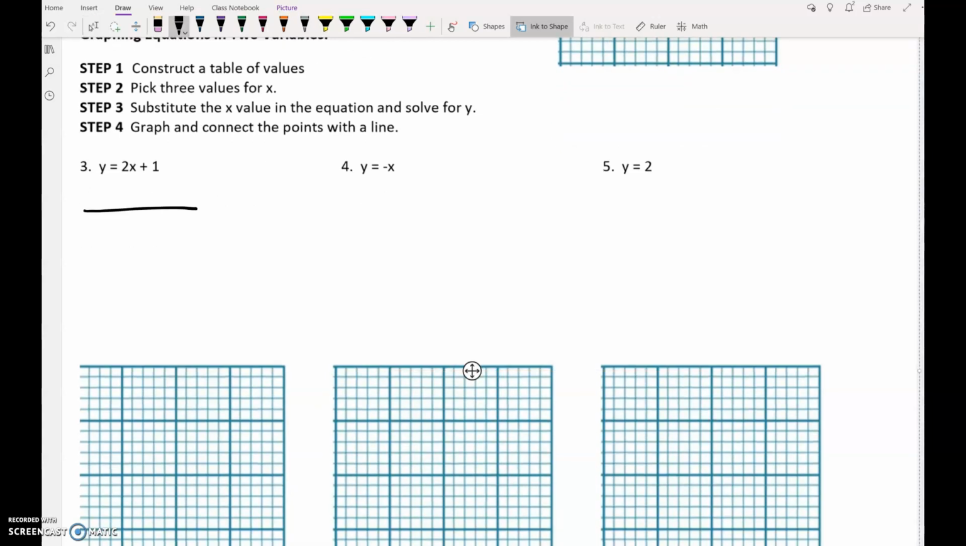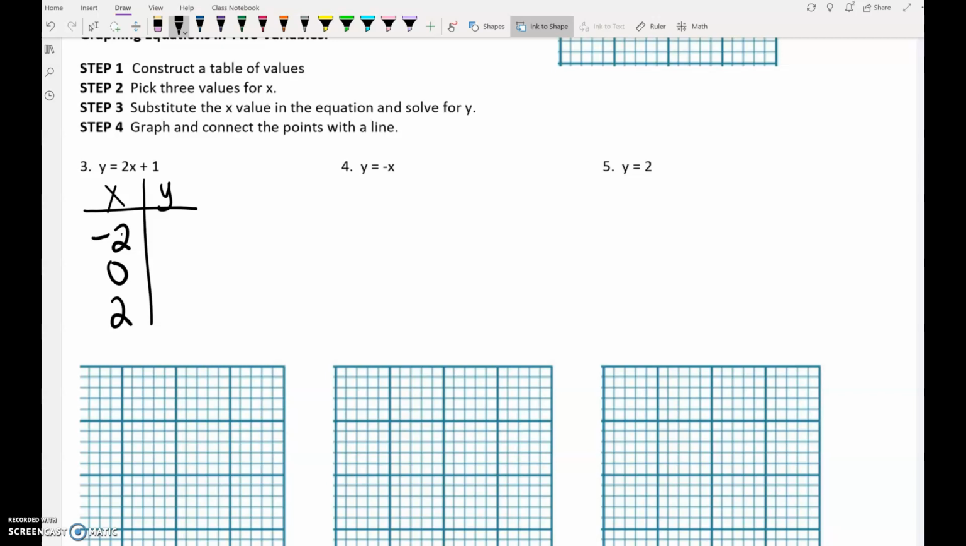So in number 3, if we construct a table of values, we put our x's on the left and our y's on the right, we get to pick x values. So what x values do we want to pick? We should probably pick something negative. Like -2 sounds good. I like to plug 0 in to see what 0 gives us. And something positive, so 2.